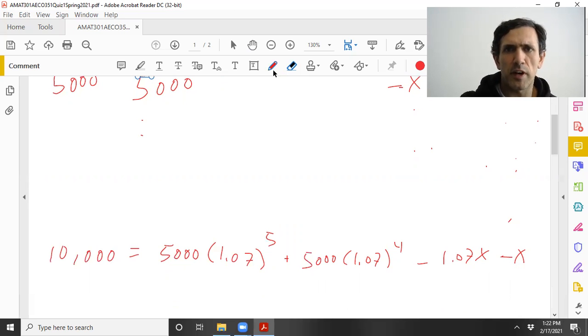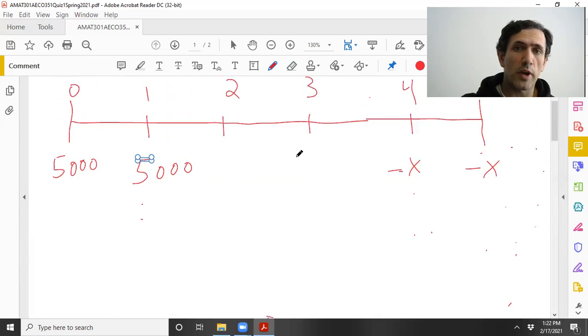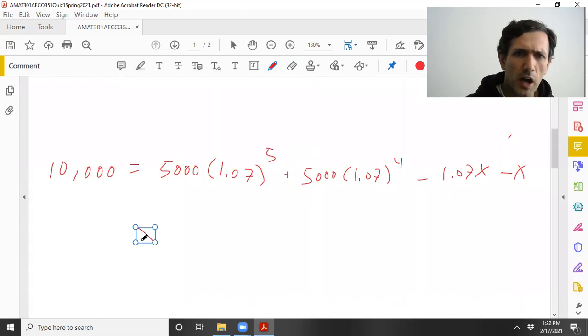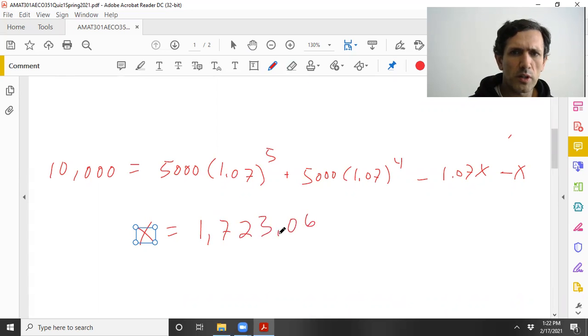And yeah, that's perfectly fine. It's a nice medium between, I guess, what I had before and just not drawing a time diagram. But anyway, enough talking. You solve for x, you get 1723.06.